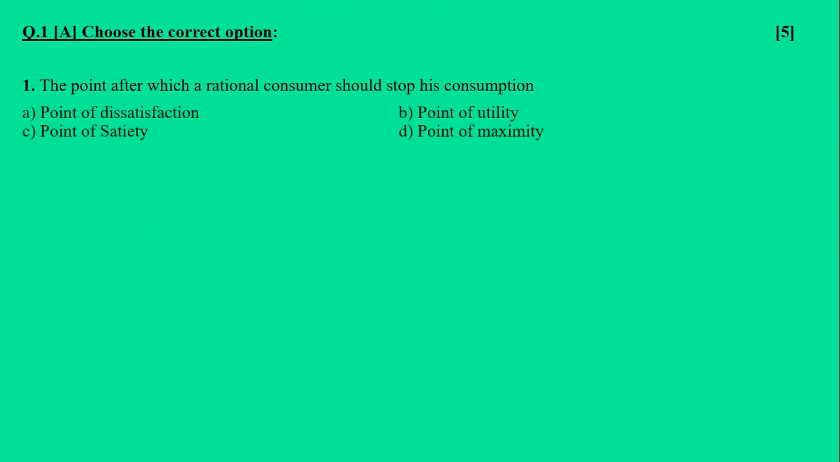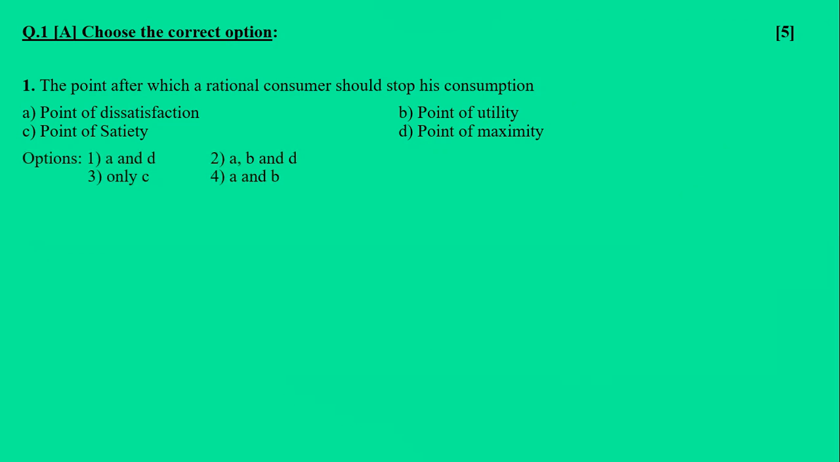Question number 1A, choose the correct option. 5 marks. See the statement. The point after which a rational consumer should stop his consumption. See the options. A, point of dissatisfaction. B, point of utility. C, point of satiety. And D, point of maximity.